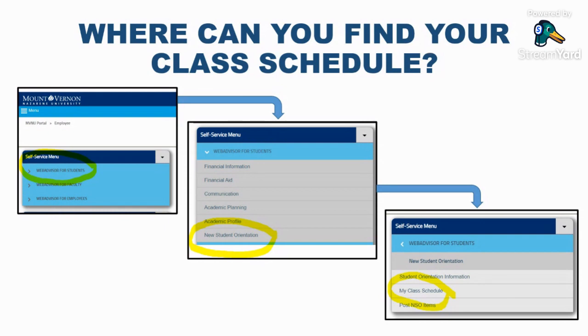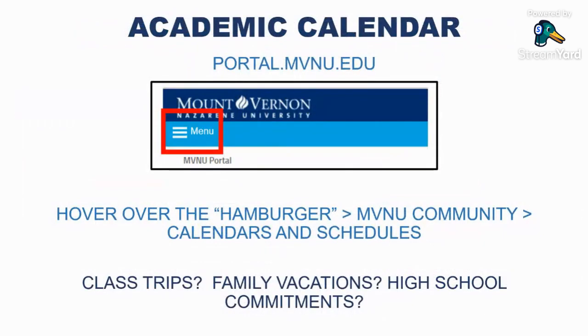You can go to the MVNU portal, click on the self-service menu, click on Web Advisor for Students, New Student Orientation, and My Class Schedule. There's some other ways to find your class schedule as well, but that one is one of the ways that we recommend that you can find your schedule.